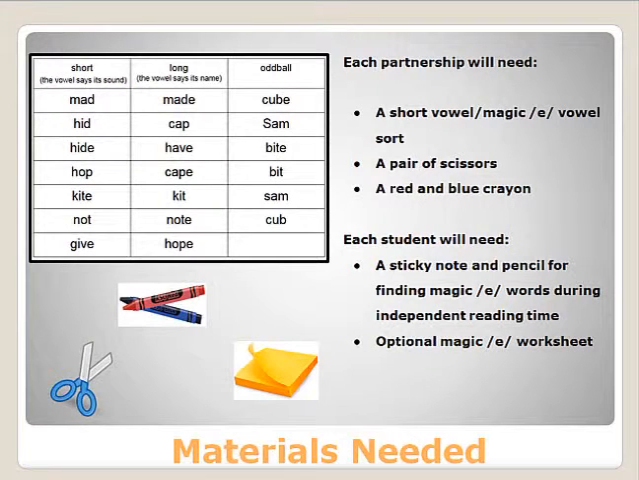A portion of this lesson will involve students working in partnerships during the collaborative learning phase. During this part of the lesson, each partnership will need a short vowel, silent magic E vowel sort, a pair of scissors, and a red and blue crayon. For the independent learning phase of this lesson, each student will need a sticky note and a pencil for finding silent or magic E words during independent reading time and an optional silent or magic E worksheet.